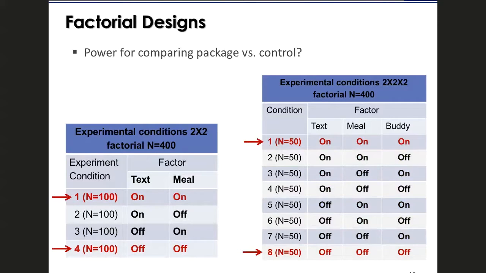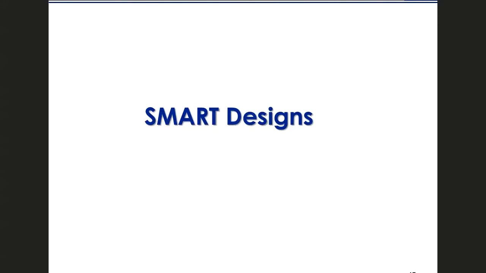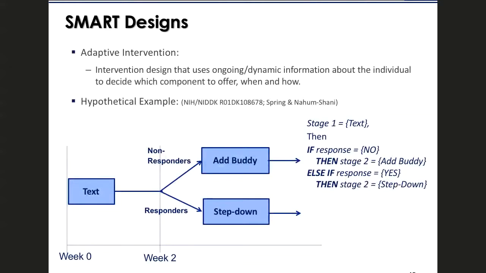So what's going on here? Do you remember my scientific questions? What were my scientific questions? I wanted to know whether I should include each one of these components in my model, in my package. Right? That's what I wanted to know. I did not want to know whether the package is better than control. This is a comparison of the package versus control. Everything on versus everything off. I didn't have that question in my list.